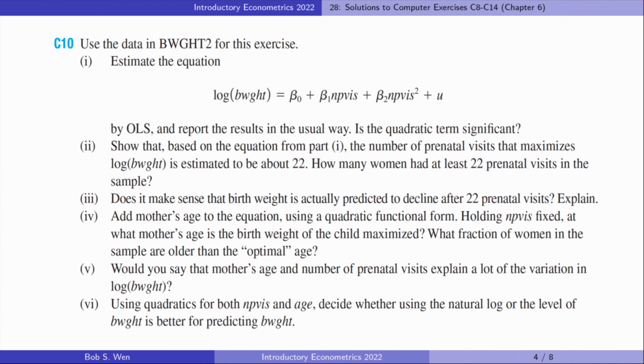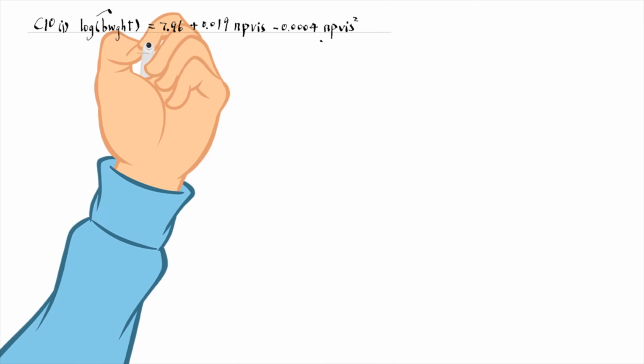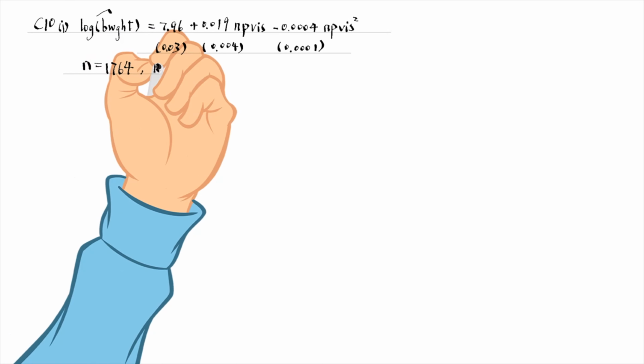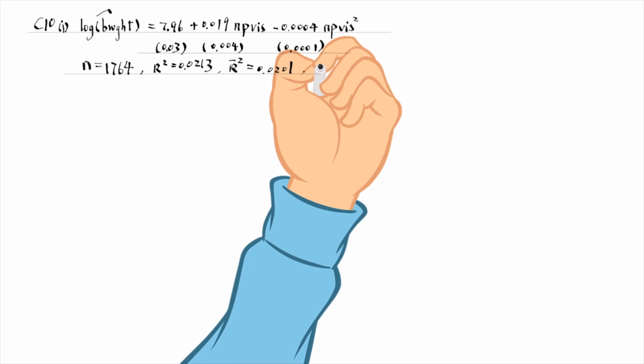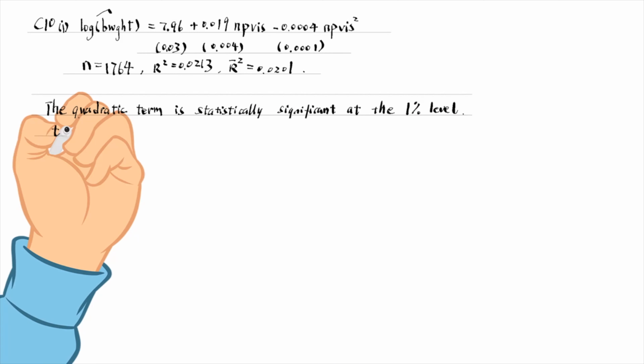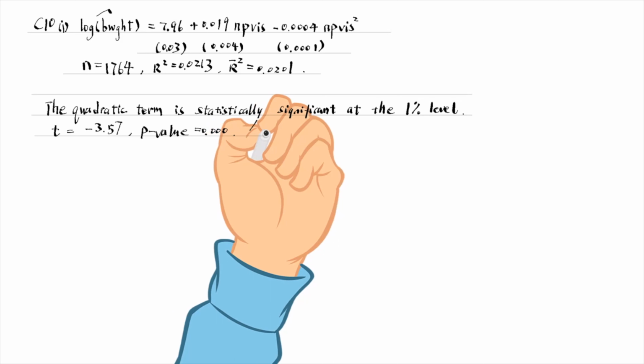Let's complete computer exercise 10. The estimated equation is as follows. The quadratic term is statistically significant at the 1% level with a t-statistic of -3.57 and a p-value of 0.000.